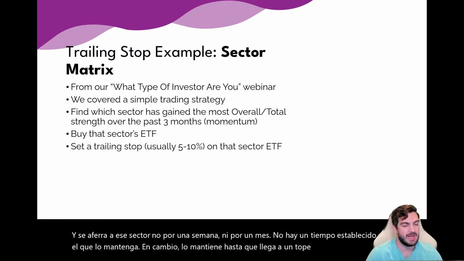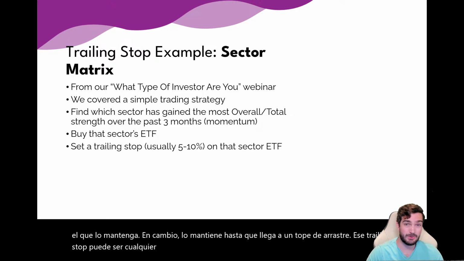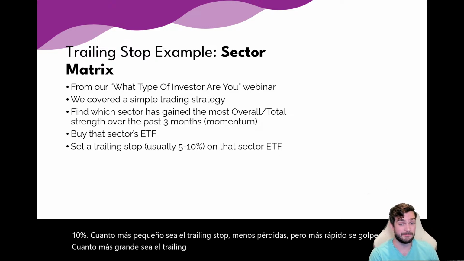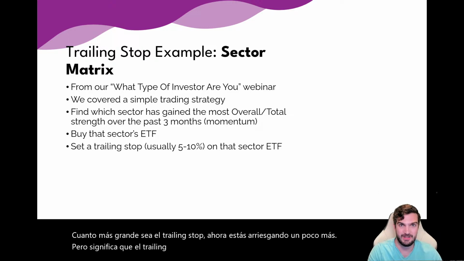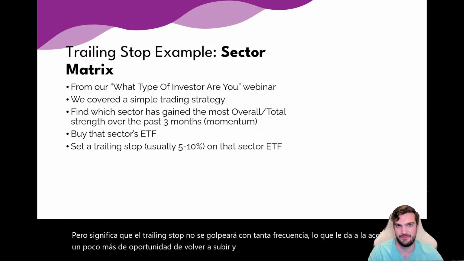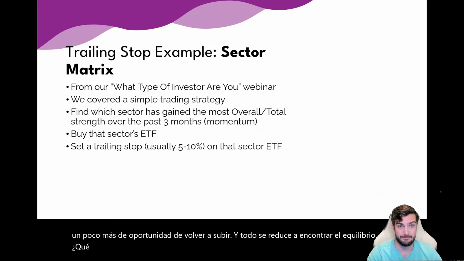That trailing stop can be any percent you want. Typical investors will use something between 5 and 10%. The smaller the trailing stop, the less losses, but the quicker it'll be hit. The bigger the trailing stop, now you're risking a little bit more, but it means that the trailing stop is not going to be hit as often, giving the stock a little bit more chance to go back up. And it really comes down to finding the balance. What is enough risk, but also enough opportunity?